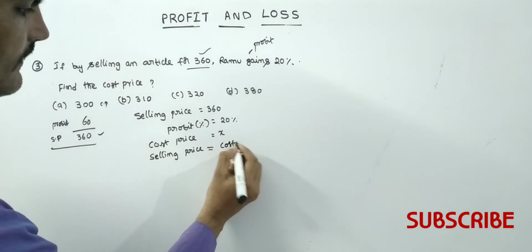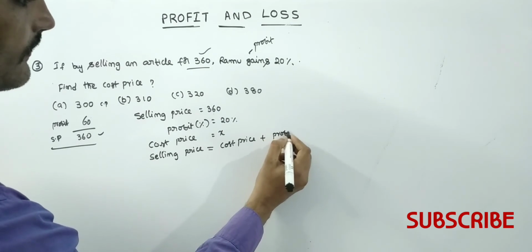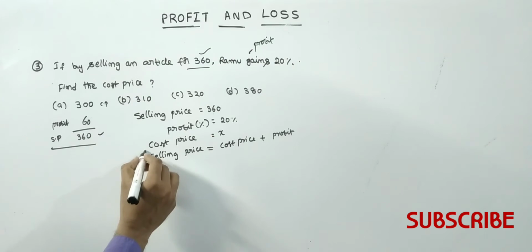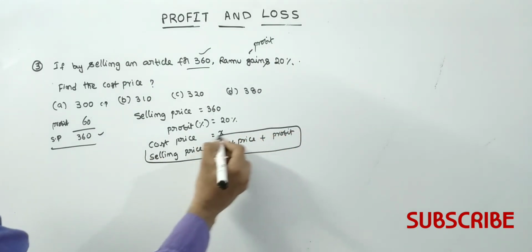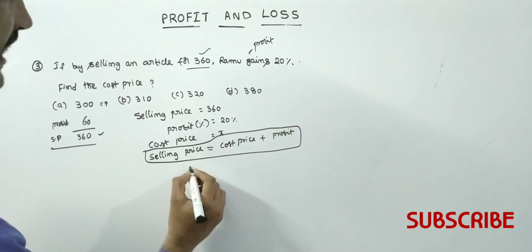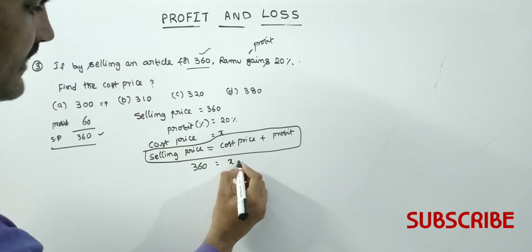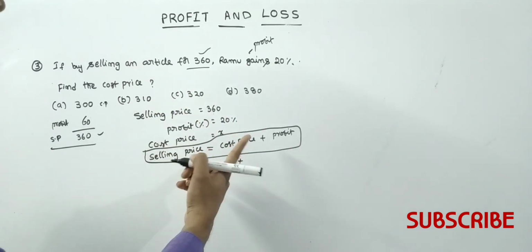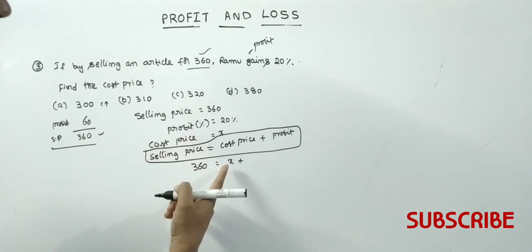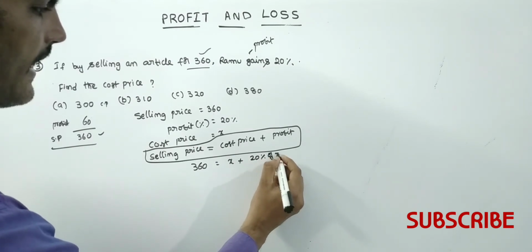Cost price plus profit. See friends, selling price always equals cost price plus profit. This is the basic formula, friends. So selling price how much? 360. Cost price how much? X. Profit how much? 20%. 20% on what? On cost price. Cost price is X. That means 20% of X.